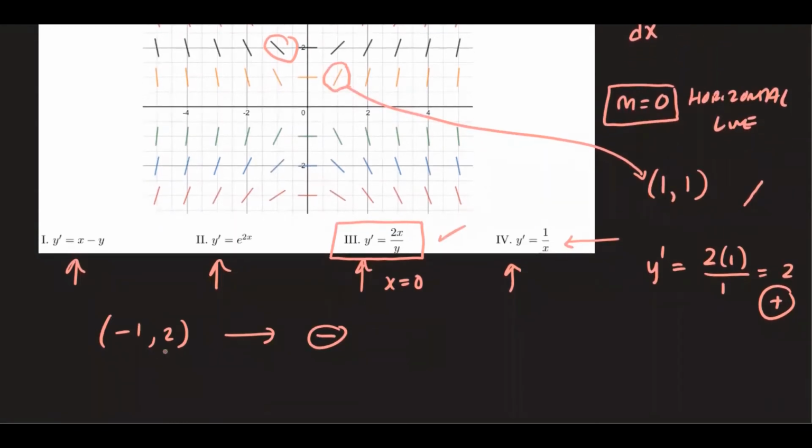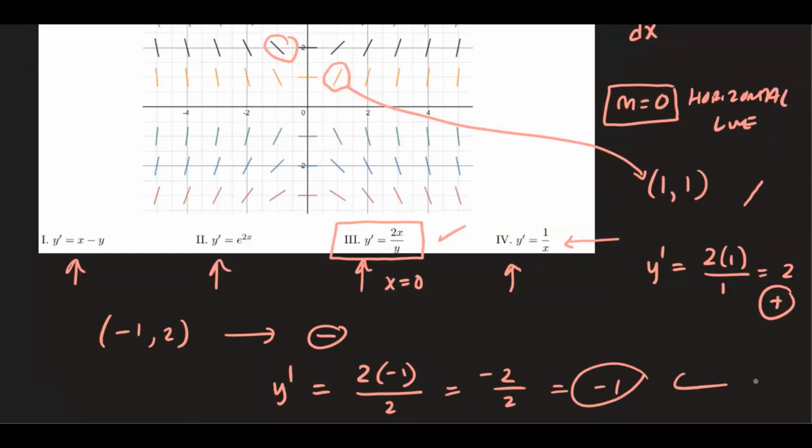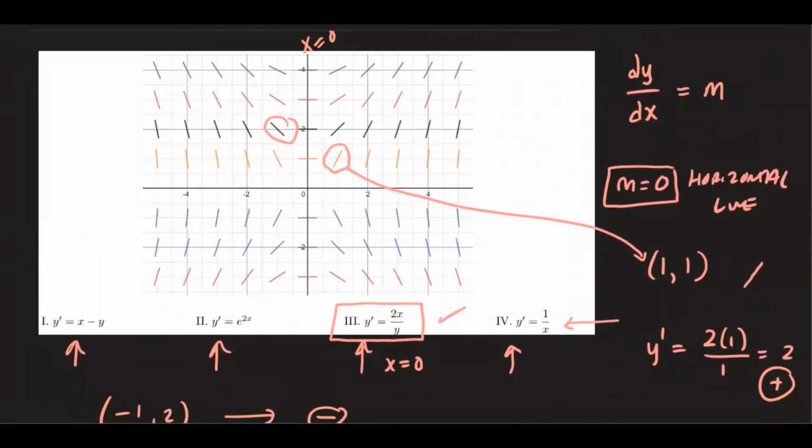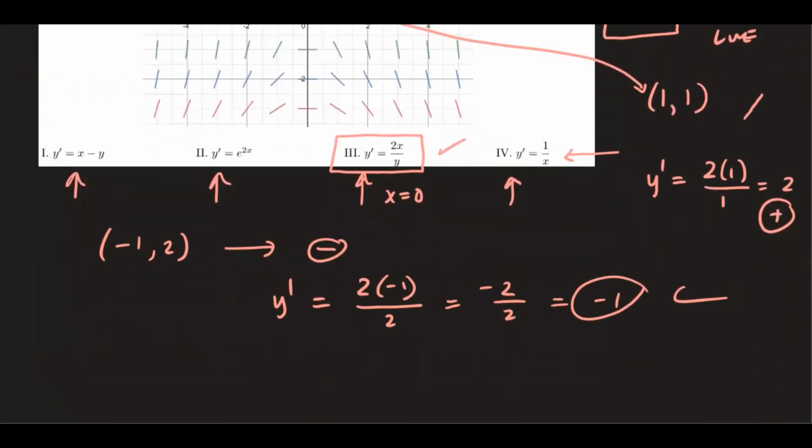If I plug those points in, I have y prime is equal to 2 times x, which is negative 1, over y, which is 2. So this is negative 2 over 2. Indeed, we have negative 1. So check, we have a negative slope. So the right equation for this slope field is number 3 because it makes sense with the points we tested. Now we can also carry the same idea of plugging in points and finding the slope, and then drawing it out on the xy plane.